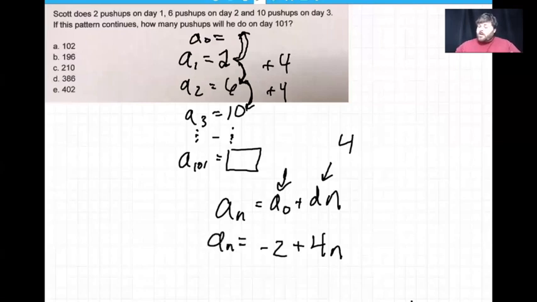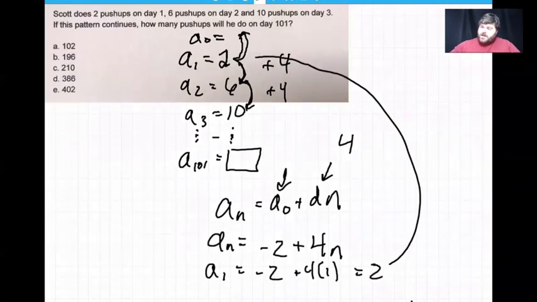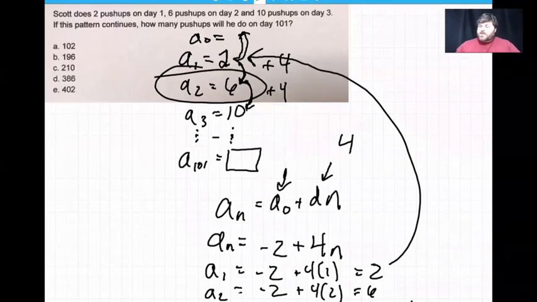You can check it, right? When you plug in a 1 here, you get negative 2 plus 4 times 1. 4 times 1 is 4 minus 2, that's 2. See how that matches up with what we have on day 1? What about day 2? Plug in 2. You get 4 times 2. That's 8 minus 2 is 6. You see how that corresponds with what we have on day 2? You can see when you plug in n equals 3, you're going to get 10. It matches the formula. So we've got the right formula.